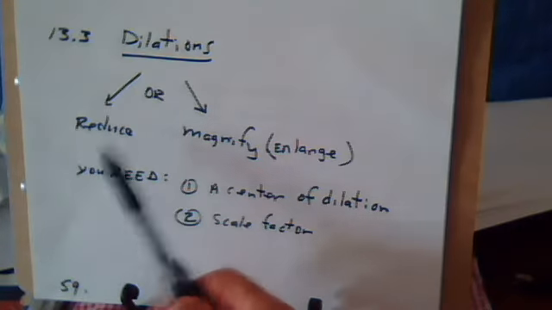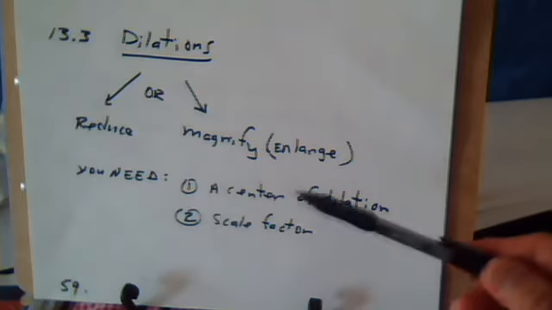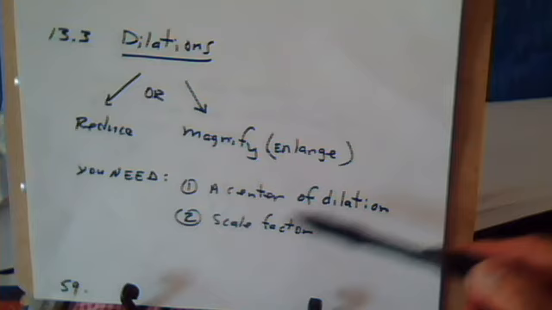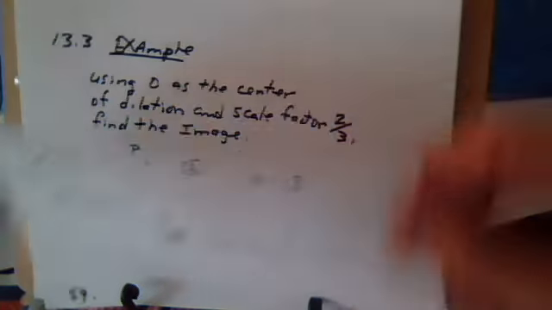Dilations do affect the size. They either reduce the size or magnify the size. What do you need for a dilation? A center of dilation and a scale factor. Notice the word factor implies there will be a multiplication.